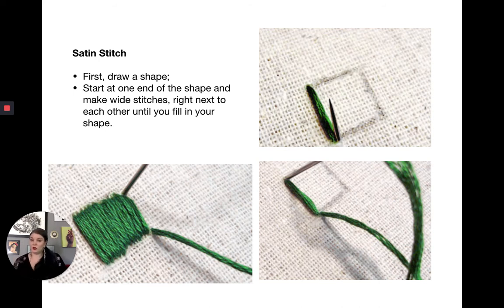Satin stitch is really useful if you're trying to cover a wide area and you want it all to be the same color and be kind of one flat thread color. So first, and you don't have to draw the shape, but it is kind of helpful. You can draw whatever shape you're making in pencil, and then you start at the end of the shape and you just end to end just fill it with stitches that you pull really close to each other. So it's just filled with this sort of shiny satin looking block of stitching. Okay.